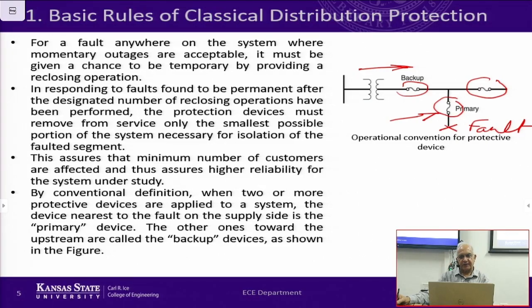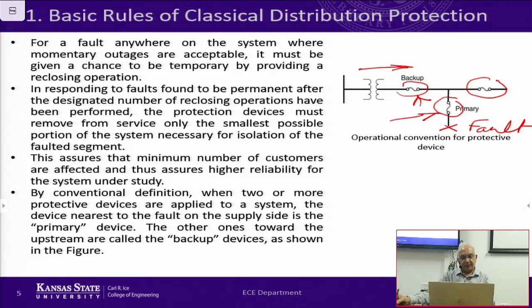Now, for some reason, sometimes the devices may or may not operate properly because they are defective or whatever. So you have to provide a backup, because in protection you always have to have backup. So the fuse which is upstream here becomes the backup for this device. Similarly, this is also a backup for the fuse here. But these two do not have any relationship because they are two separate branches. Okay?